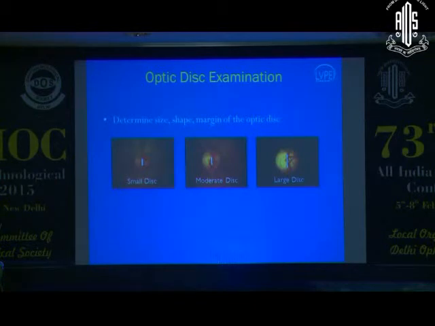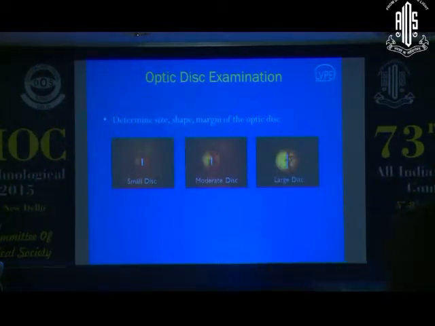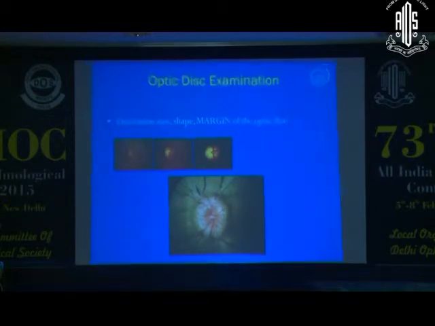So let us start with the first term. The first term is determine size, shape and margin of the disc. We know that when the disc is small, we have a small cup, and when we have a large disc, the cup is large, which is physiological. But the term also says margin. In glaucoma, the disc margin is always well defined, so we tend to overlook this part of the term. But if we see this disc, the margin is obviously blurred, the vessels are obscured, and that is a sign of a true disc edema.